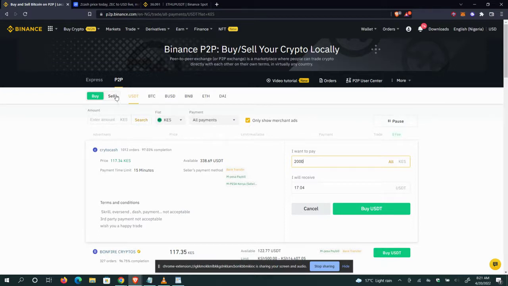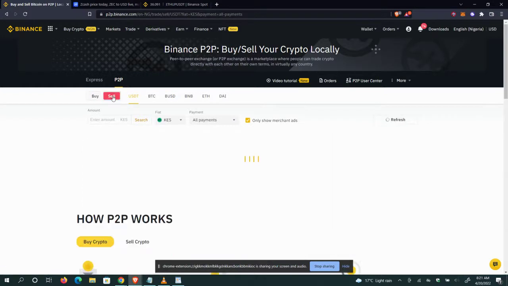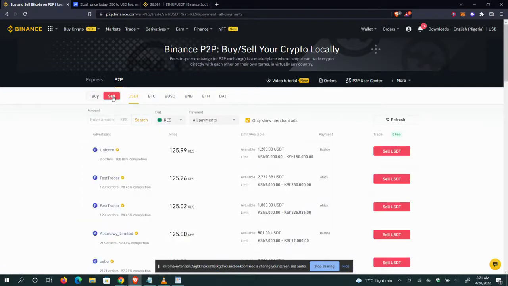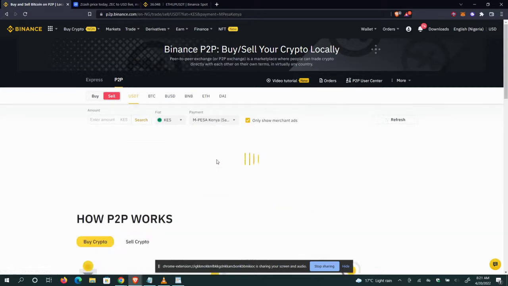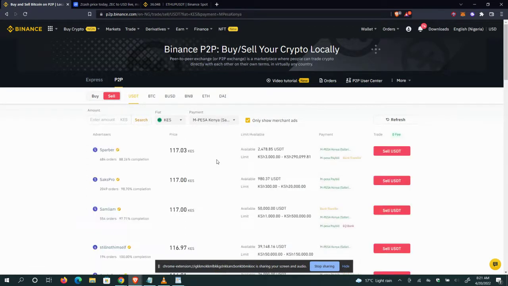If you also want to sell, it's the same process. You come to sell, like you want to sell your coin. You always click on show merchants, verified people. Then you sell. They show you the minimum of what they can buy, and you choose the means of payment which you prefer, so you can just say Safaricom M-Pesa. And you choose. So these are people who are willing to buy your crypto coin. Once you click on sell, it's the same process you did for the buy. You click on sell.